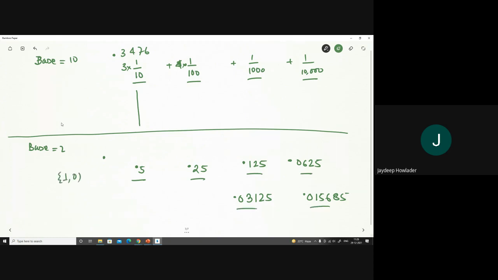So I will either take the 0.5 in my accumulation, or I will not take the 0.5 in my accumulation. If the number is 0.10111, that means I am taking the 0.5 in my accumulation, and I am not taking 0.25. Then I am taking 0.125 in the accumulation plus 0.0625 in my accumulation, and in this way it accumulates the values, and finally we get the representation in binary.